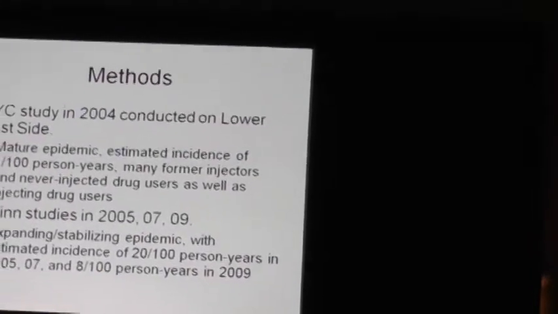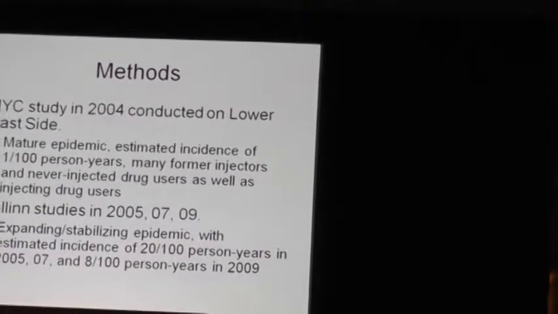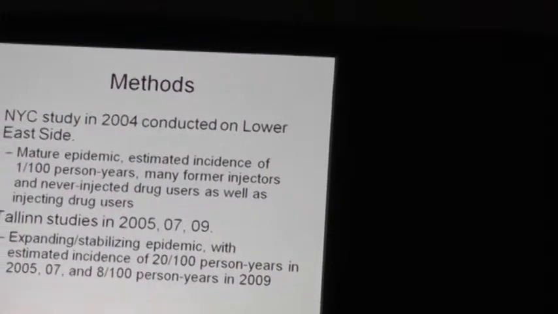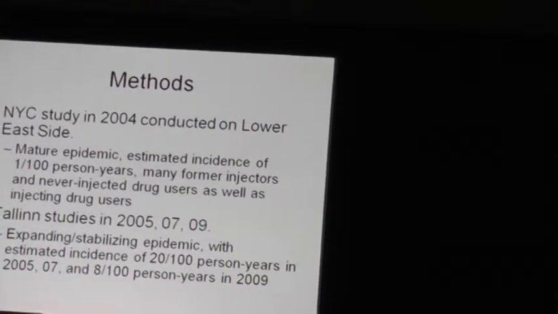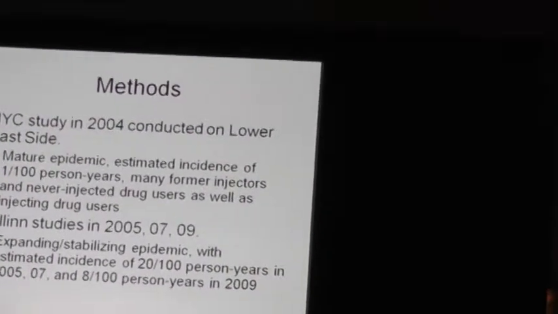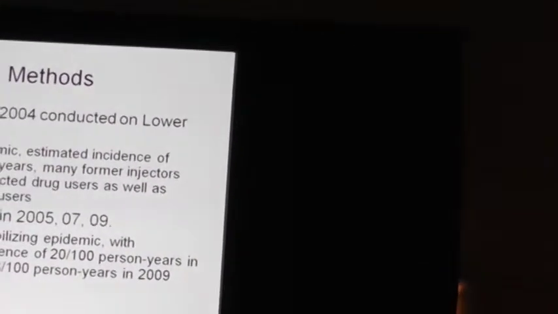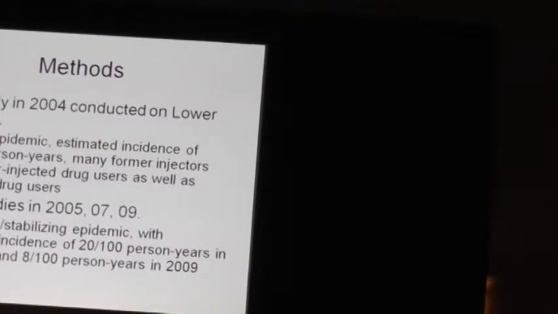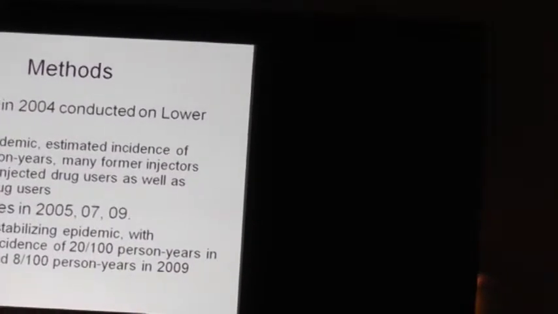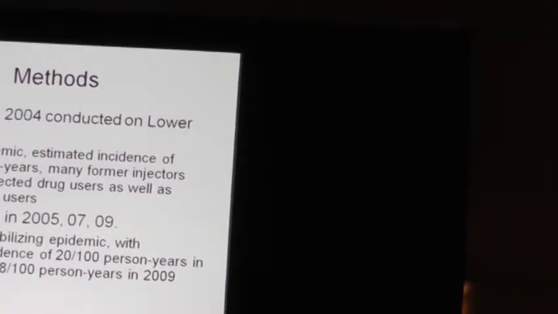We looked at homophilies from 4 different RDS surveys. One conducted in New York City in 2004 on the Lower East Side. At the time, New York had a mature epidemic among injecting drug users. The estimated incidence was fairly low, about 1 per 100 person years. And this study included also former injectors and people who used drugs but never injected them.